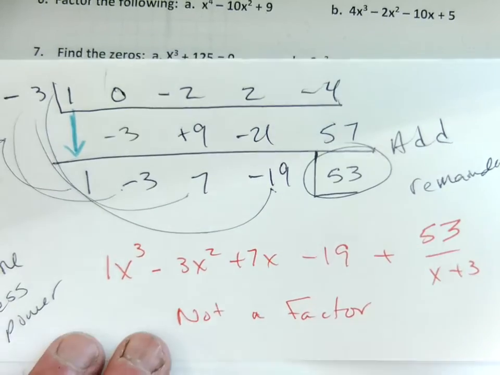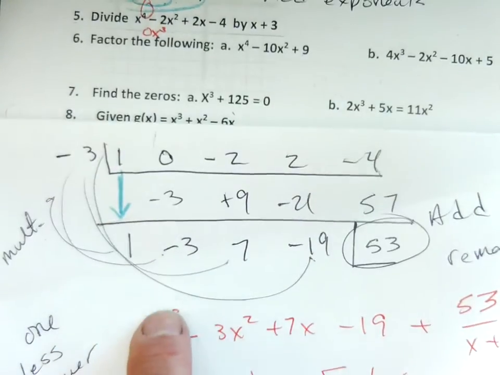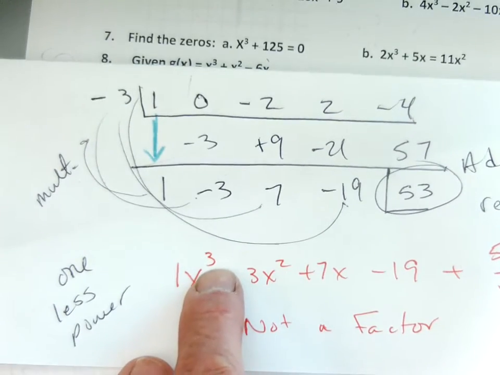What is that? Oh, 1 less power. So it had to be an x cubed, not an x to the 4th. Okay, all right, ready?